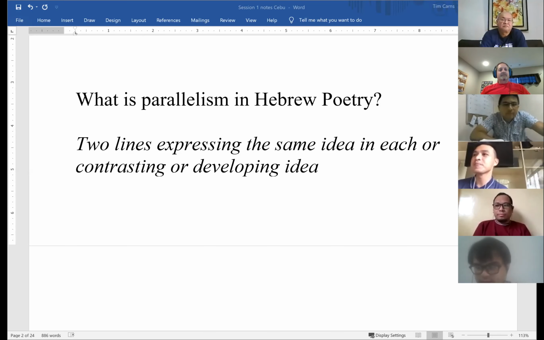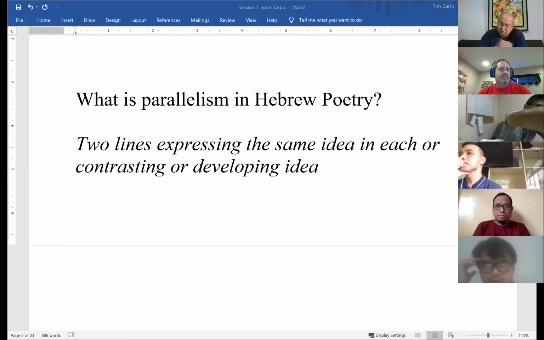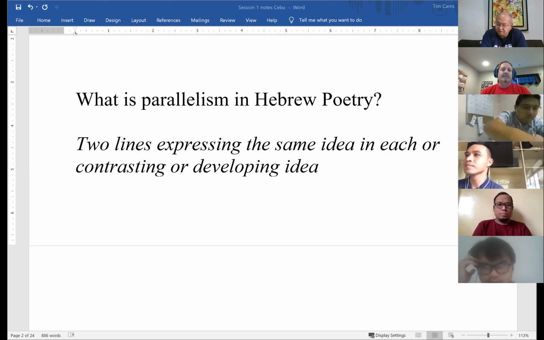Okay, so parallelism is typically in a verse. You'll have this parallelism where maybe you have 2, 3, or 4 lines in a poem, and those lines are connected to each other somehow. And in Hebrew poetry, that connection can be a repetition of the idea of the first line, or a contrast to the first line, or in some way a development, an adding to or illustrating that first line. So that's common in Hebrew poetry, especially in the Psalms.